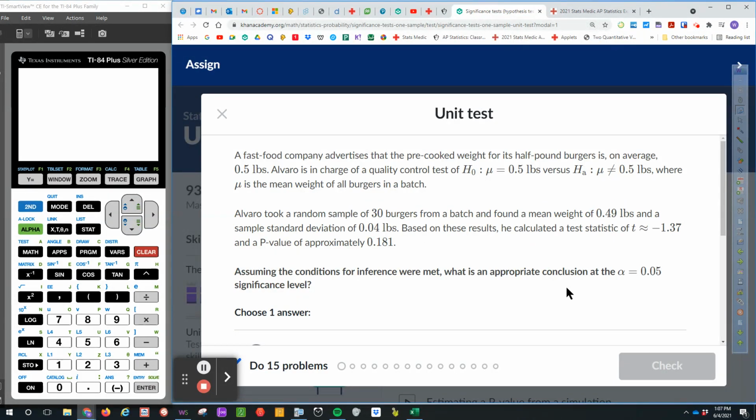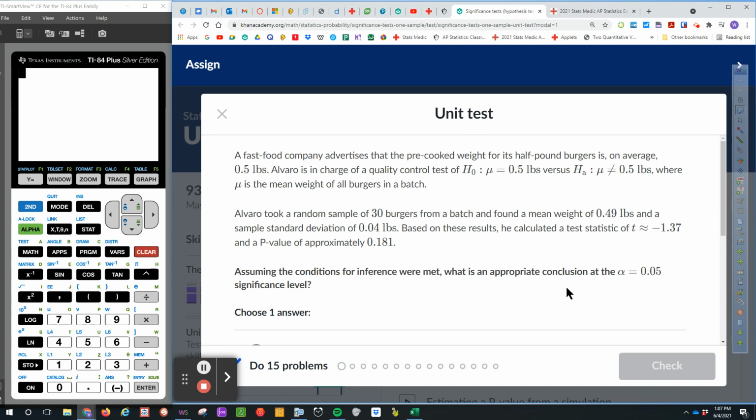So, a fast food company advertises that the pre-cooked weight for its half-pound burger is, on average, 0.5 pounds. Alvaro is in charge of the quality control test of H naught, the null hypothesis, the mean equals 0.5 pounds, versus the alternate hypothesis, HA, mu, the population mean, not equal to 0.5 pounds, where mu is the mean weight of all burgers in a batch.